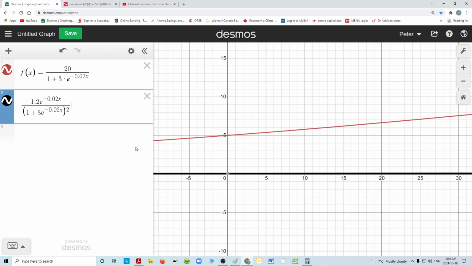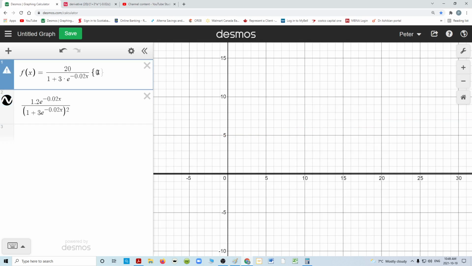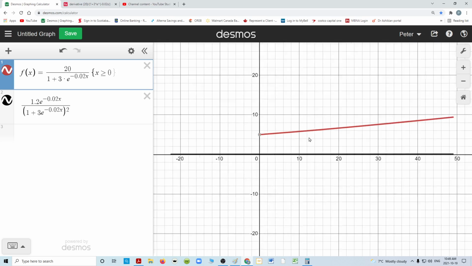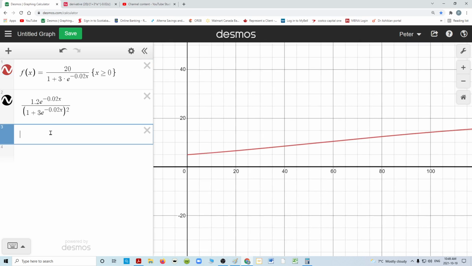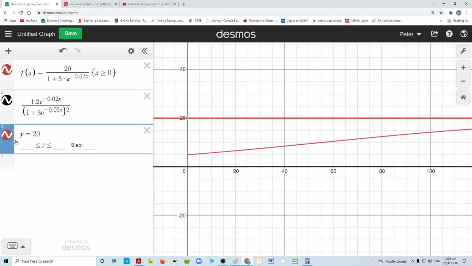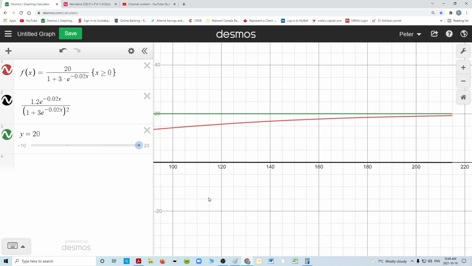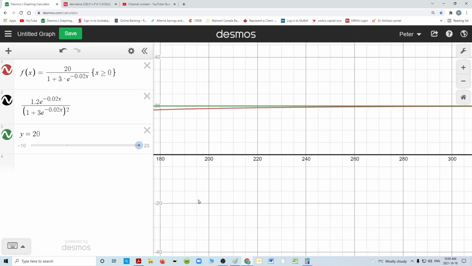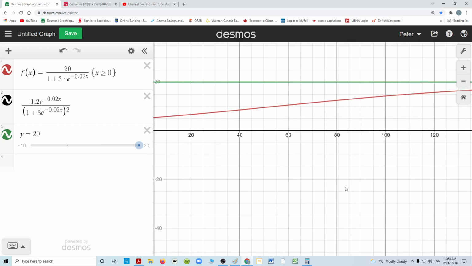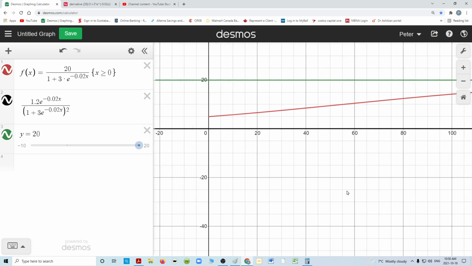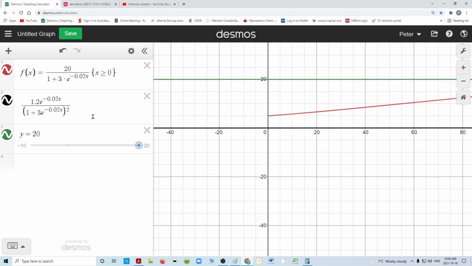Also notice our squirrel population. If I put it from 0, x is bigger or equal to 0, which is what they've said, there's no max. Now I'm going to set y equal to 20, and we're going to make it green. So you can see the squirrel population is trying to reach 20 and never gets there as eternity goes on. But there's also no max. There does appear to be a point of inflection here.